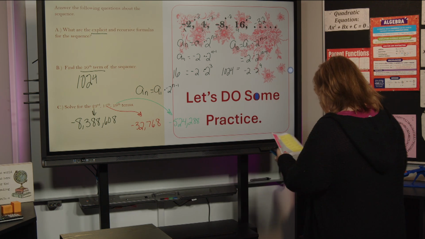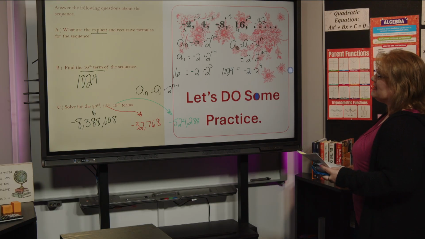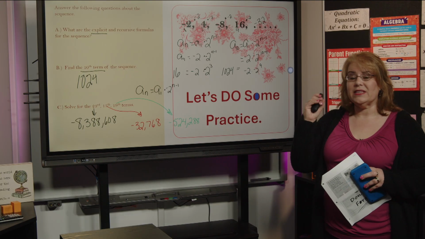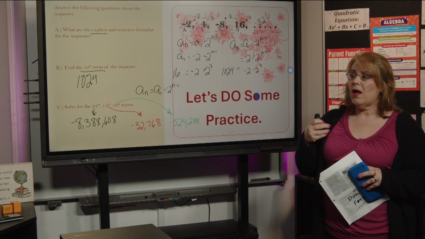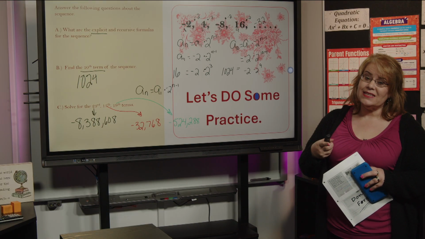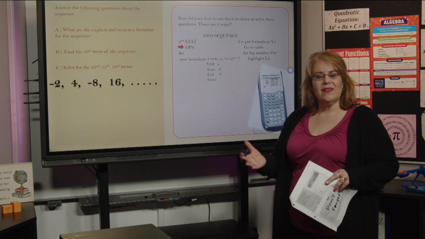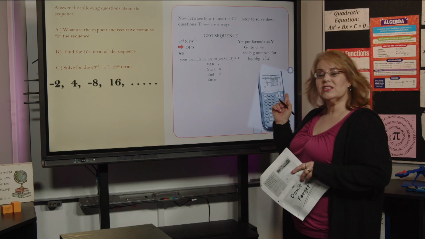Good job. All right? So here's a skill that we're fixing to come up to that is going to help you either on this unit test, your mid-unit test, or even that test at the end of the year. So let's look. Answer the following questions about the sequence. What are the explicit and recursive formulas of the sequence? Find the 10th term, the 23rd term, the 15th term, the 19th term. Now you're probably sitting there thinking, Ms. Killen, we've done this. Yes, we have. But now let's check our answers.